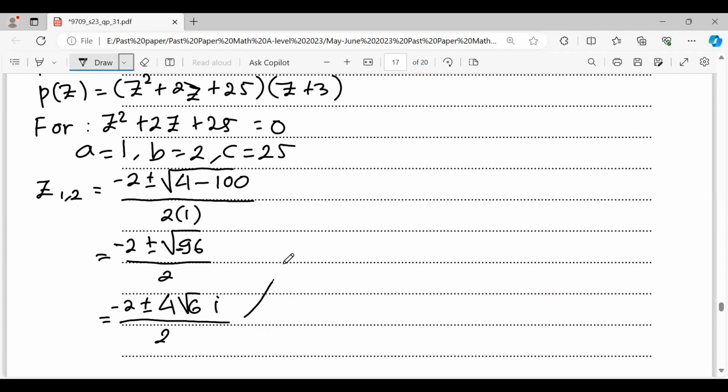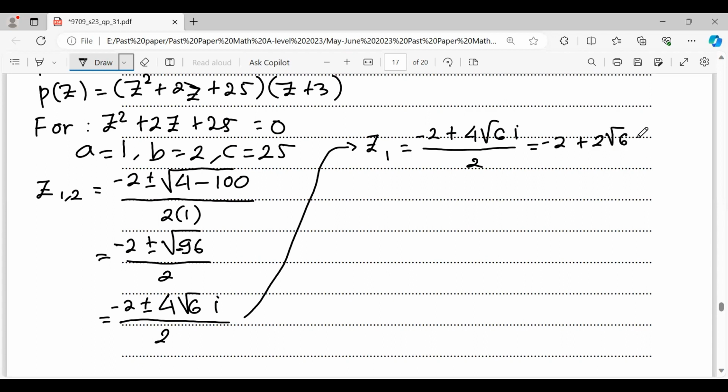z1 equals negative 2 plus 4 square root 6i over 2, which is negative 1 plus 2 square root 6i. z2 equals negative 2 minus 4 square root 6i over 2, which becomes negative 1 minus 2 square root 6i, because negative 2 over 2 equals negative 1. So z1 and z2.